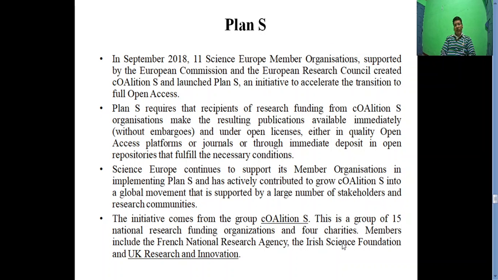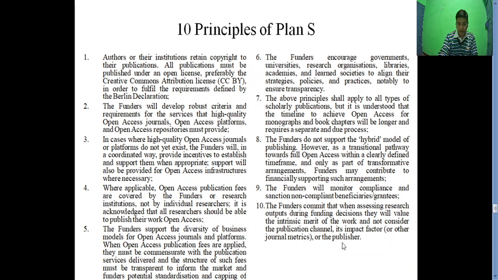Science Europe continues to support its member organizations in implementing Plan S and has actively contributed to growing Coalition S into a global movement that is supported by a large number of stakeholders and research communities. The initiative comes from the group Coalition S. This is a group of 15 national research funding organizations and 4 charities. Members include the French National Research Agency, the Irish Science Foundation and UK Research and Innovation.